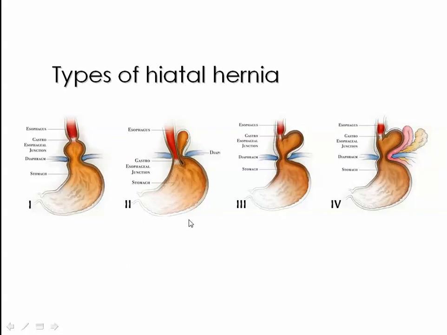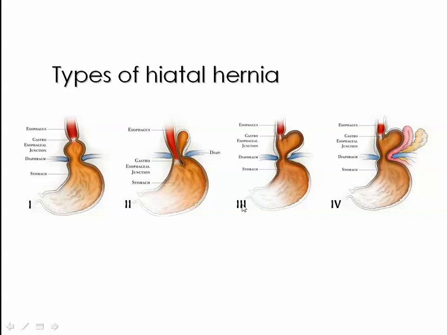And type 2, which is rare, is where the gastroesophageal junction is below the diaphragm and part of the fundus of the stomach is above the diaphragm posterior to the esophagus, and this is known as para-esophageal hiatus hernia or rolling esophageal hiatus hernia.